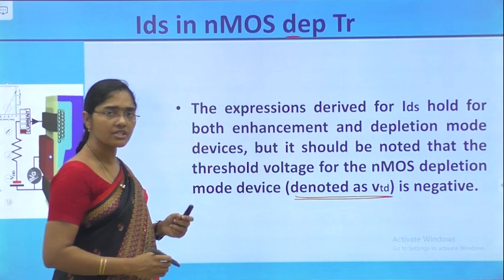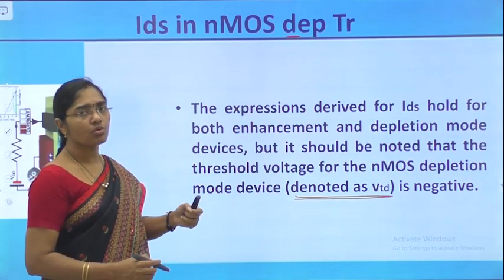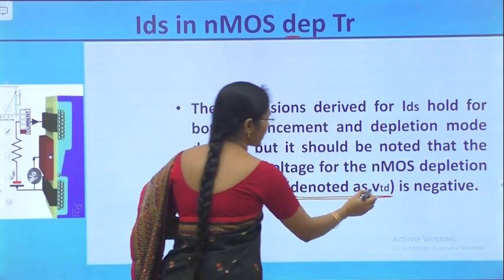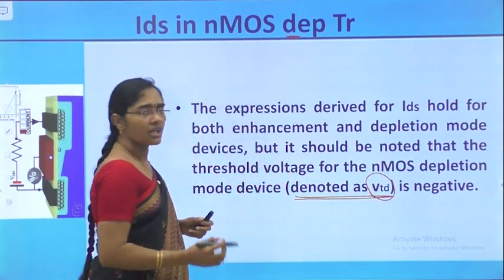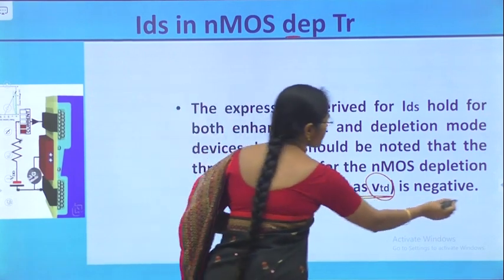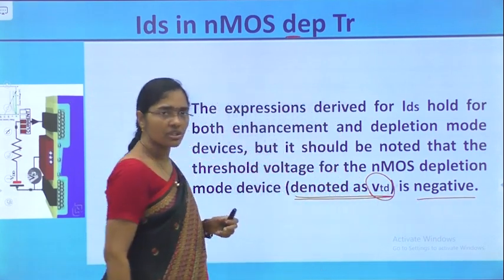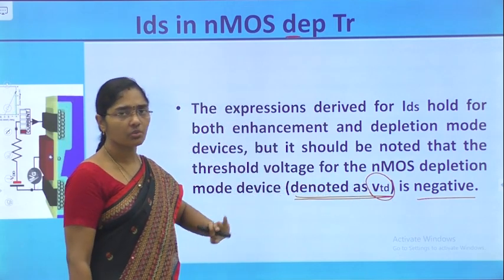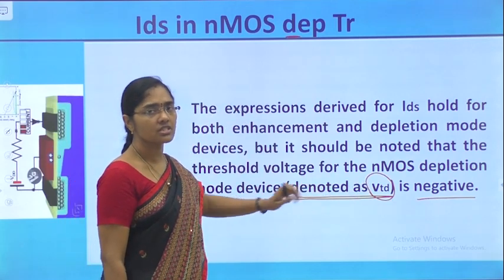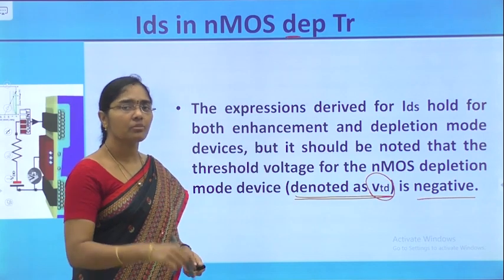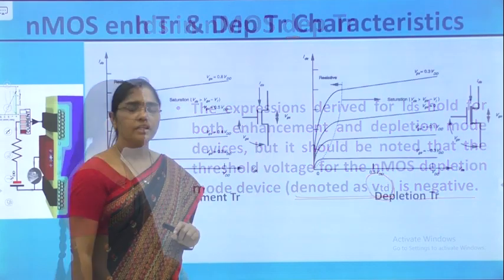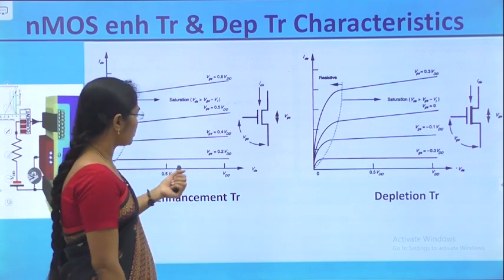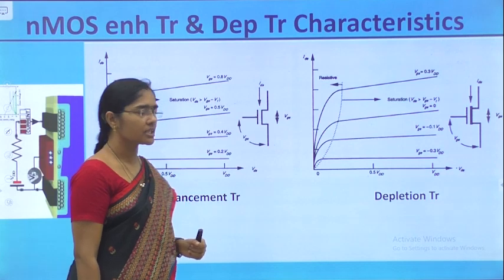The threshold voltage for the depletion mode transistor of the nMOS type is negative. That is, VTD is negative, and except for that change all are the same. Whenever we want to substitute in those equations, instead of VTN we have to write VTD in all the above equations, so that those equations give the depletion mode nMOS transistor current equations. Let us see the current equations as a graphical representation for both enhancement and depletion mode transistors.